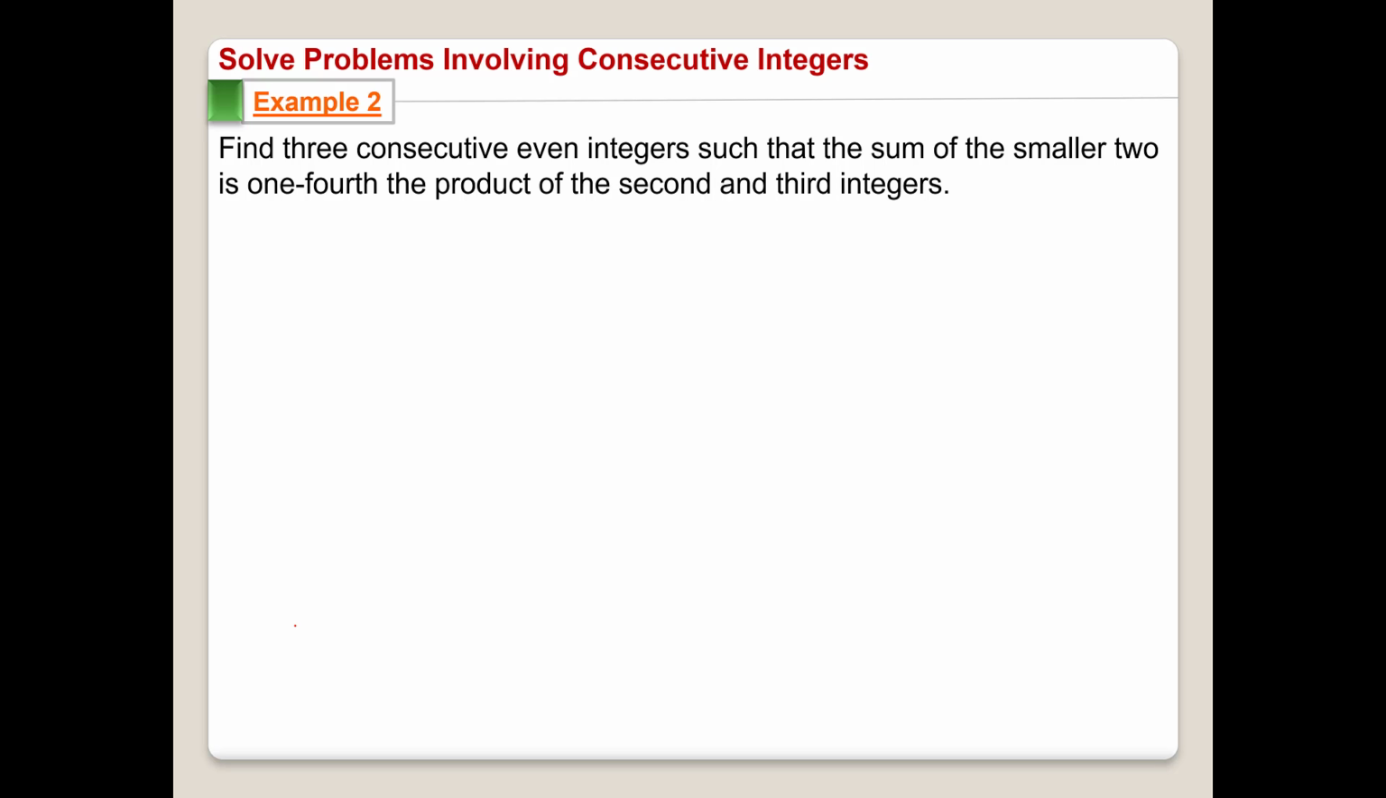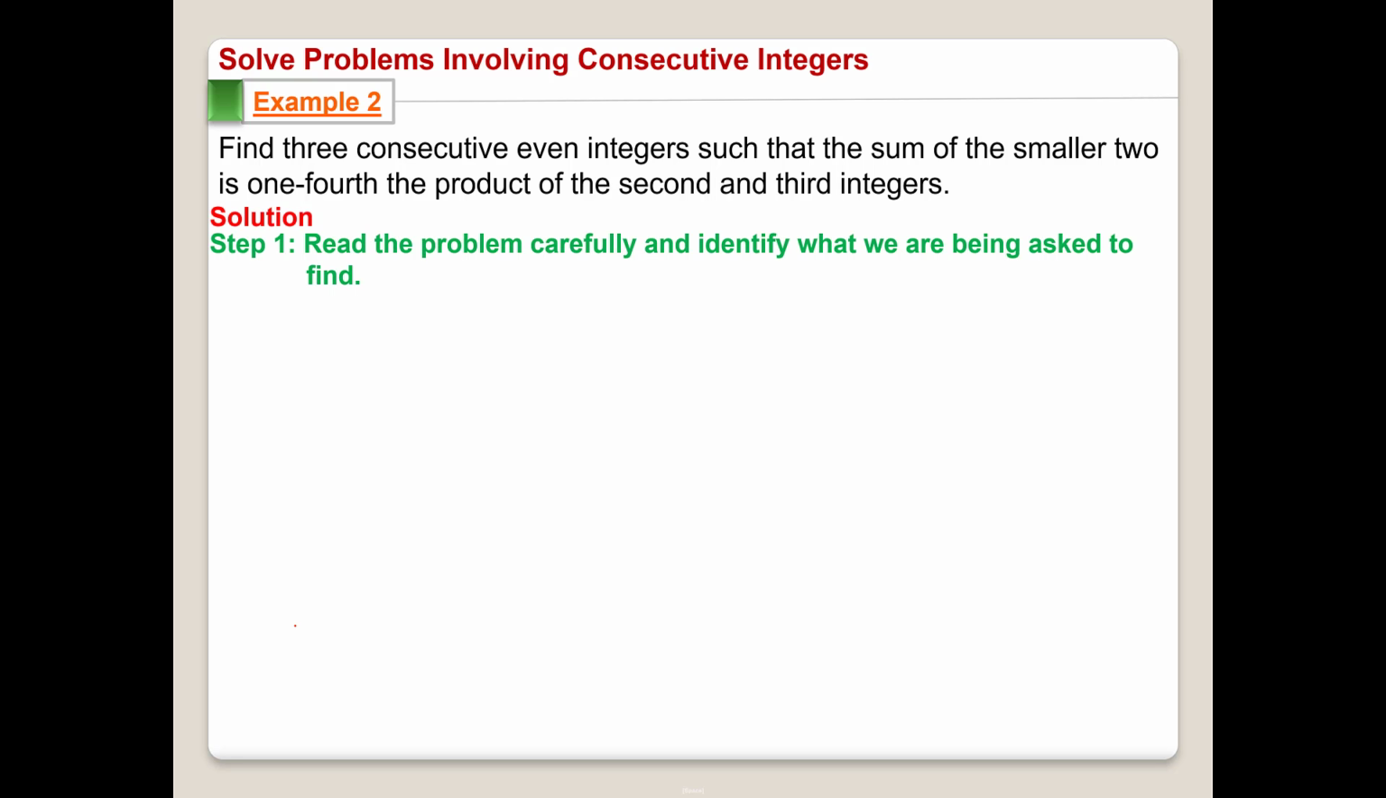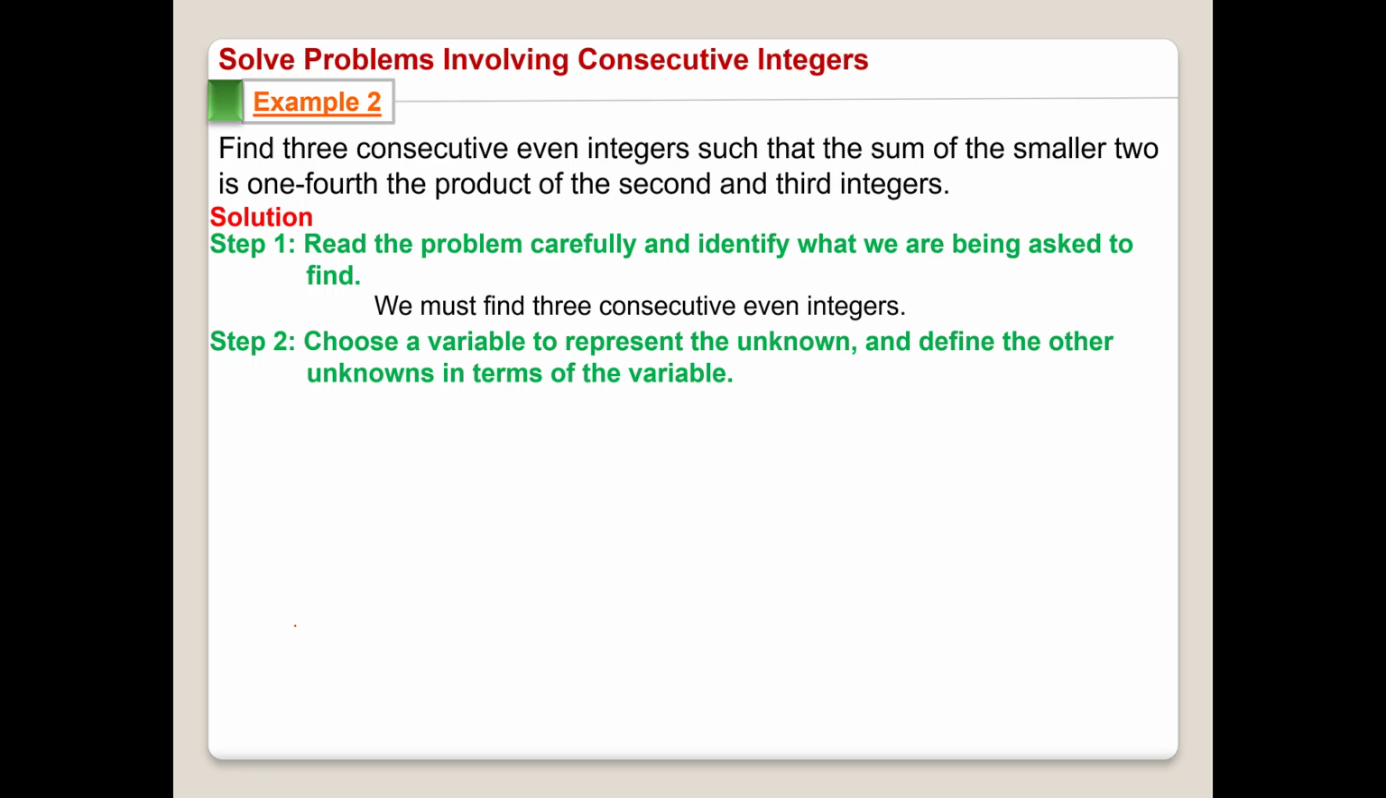Let's find 3 consecutive even integers such that the sum of the smaller two is 1/4 the product of the second and third integers. So again, let's read the problem carefully and identify what we are being asked to find. We must find 3 consecutive even integers. So then we need to choose a variable to represent the unknown and define the other unknowns in terms of one variable. So let's say x is our first even integer. Then we say x plus 2 is our second even integer, and x plus 4 is our third even integer.